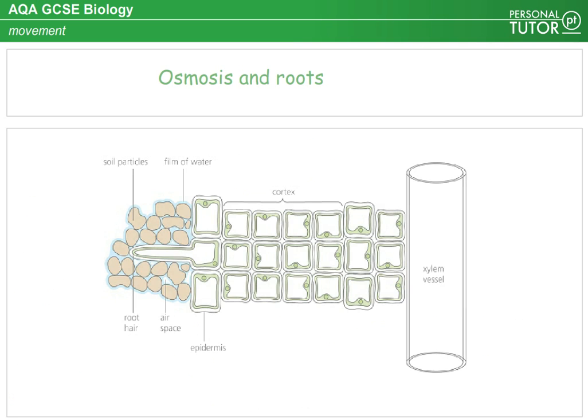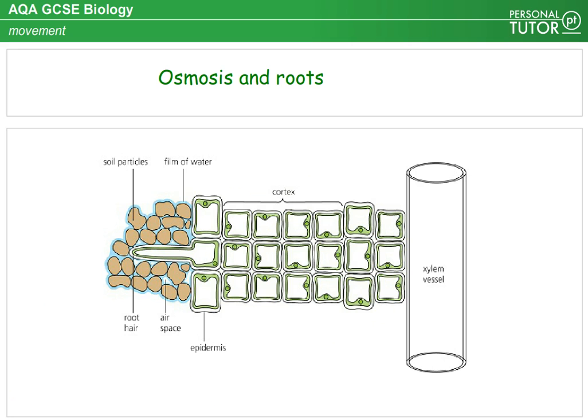Water moves from the soil into the root hair cells of plant roots by osmosis. This increases the concentration of water in the root hair cells, so water then moves into the adjacent cells. This process continues until the water reaches the xylem vessels and can be transported around the plant. Osmosis is a slow process, so plants have many roots and root hair cells to increase the surface area for absorption.